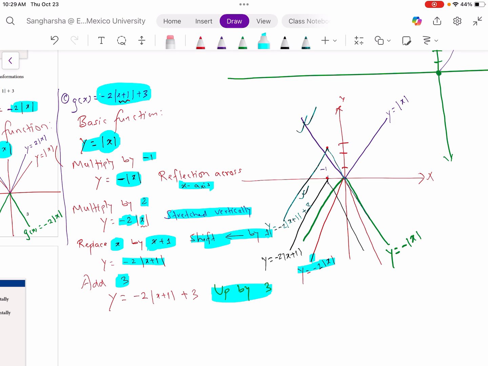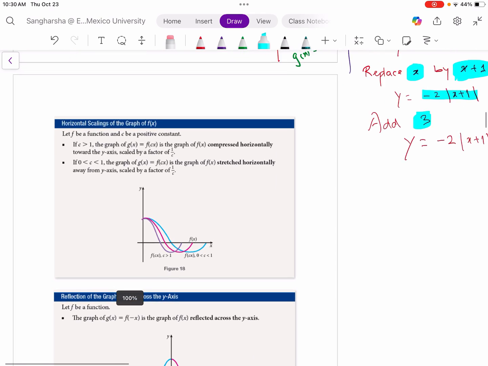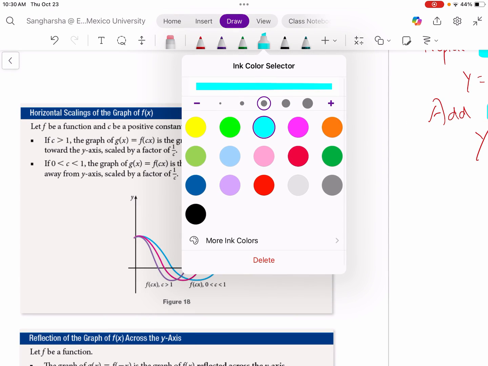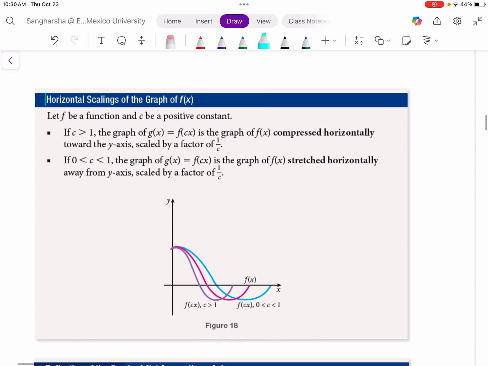Can I go to the next page? Okay, so next here we have horizontal scaling. Horizontal scaling means if we replace x of a function by c times x, where c is a number greater than 1. So we have a function and we replace x of that function by c times x. Like if we replace our x by 2x, 3x, 5x, then the graph is compressed horizontally towards the y-axis.